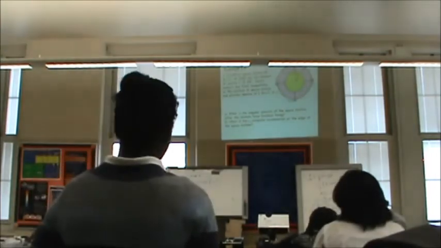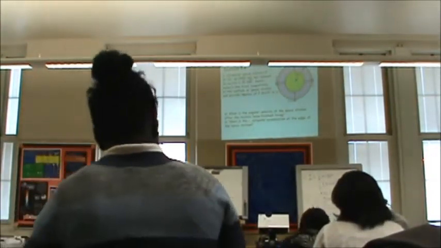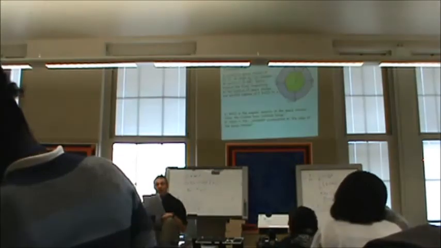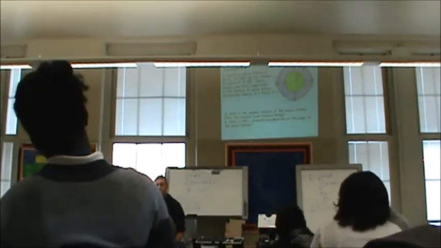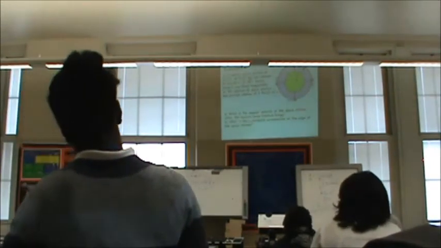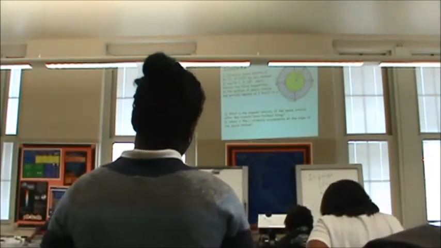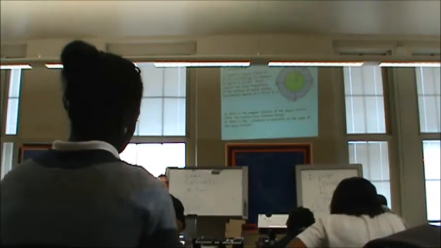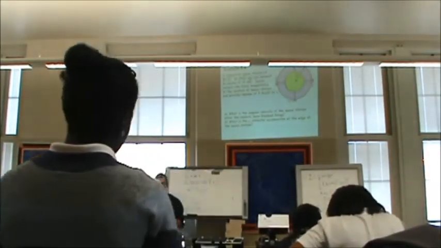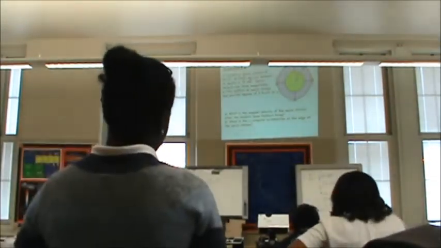So, pick it up though. I'm sorry. Okay, so A: what is the angular velocity of the space station? So we're going to use a few formulas that you know. Okay, first formula.